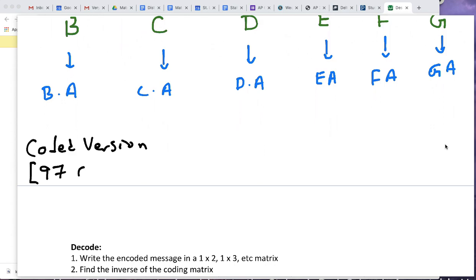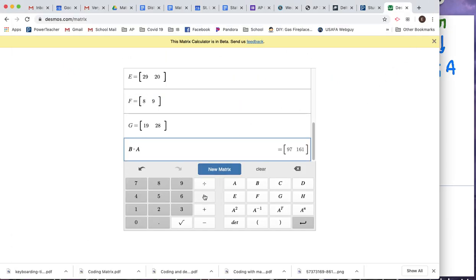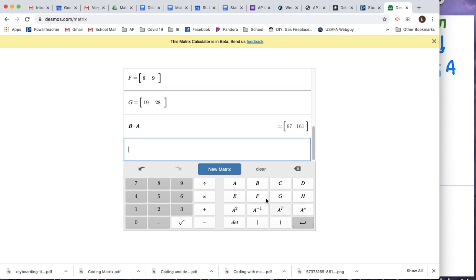97 and 61. My next one is I'm going to do matrix C times A. Whoops, I got to clear that out. So I first did B times A, and enter. And I'm going to do C times A, enter, and I got next one.